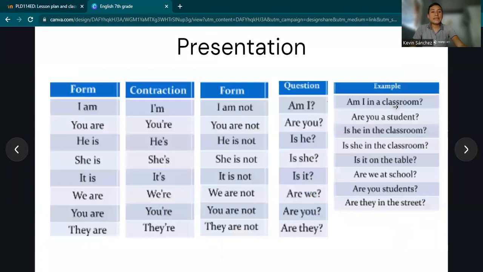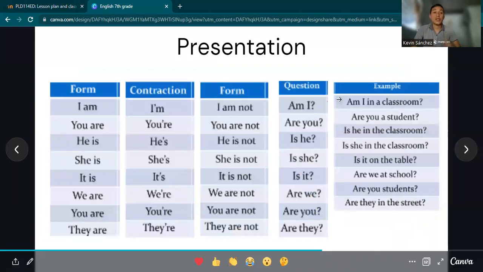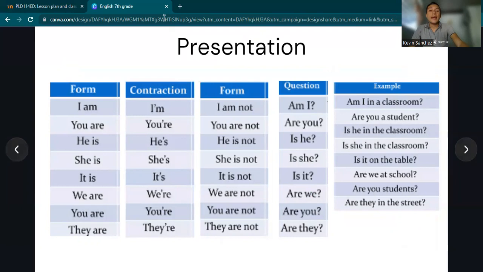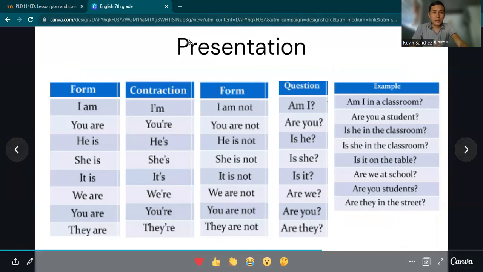Okay, this is the presentation. This is the verb to be that we are going to use for today's class. We are going to make another presentation in which we are going to introduce ourselves. Okay, the verb to be has many uses, and we can use the verb to be to introduce ourselves. That is the topic that we're going to learn today. But it's mandatory that we need to know how to use this.